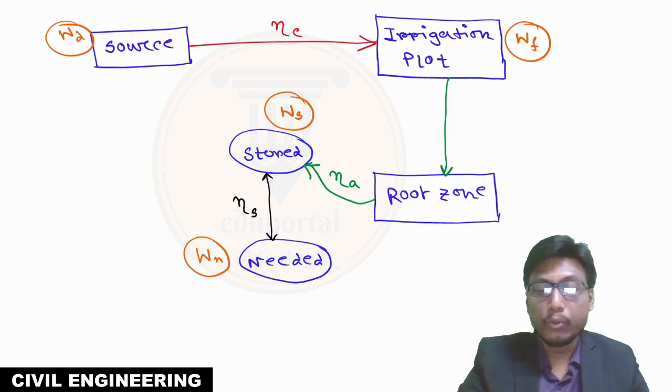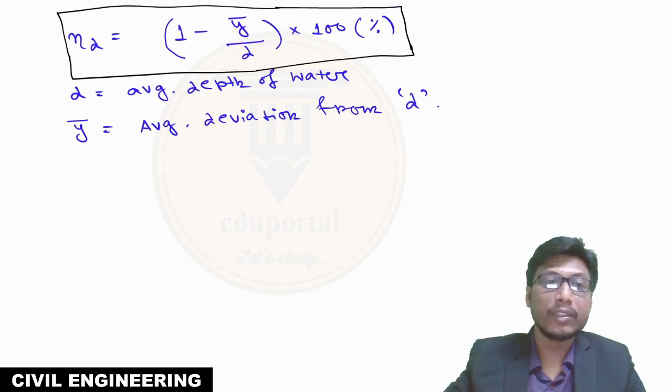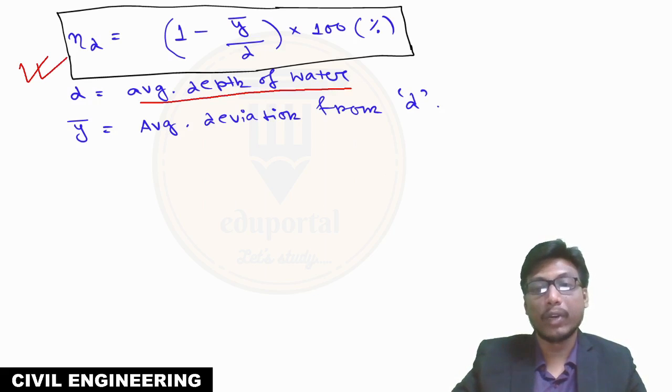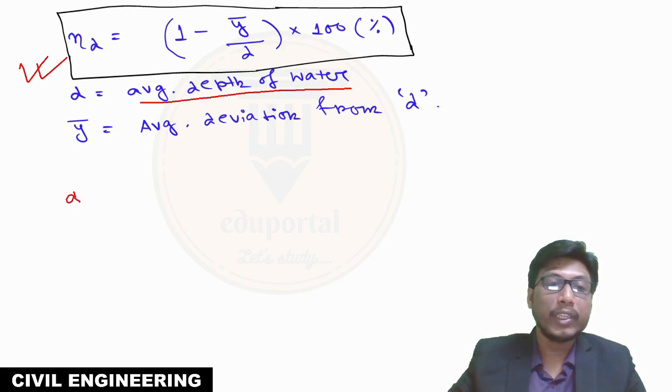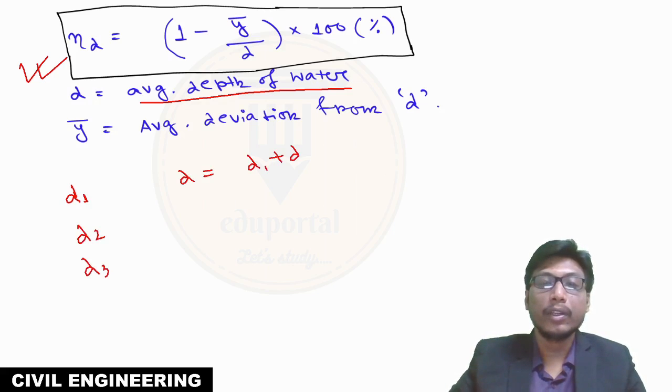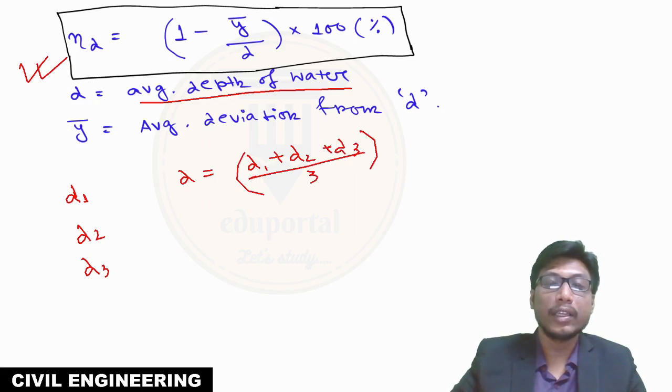Now two more efficiencies are there. So this is water distribution efficiency. Now what is that? 1 minus y bar by d. So d is the average depth of water. Okay, so suppose we take three depths, d1, d2, d3. Okay, so what is d? D is the average depth, that means d1 plus d2 plus d3 divided by 3. So this is the average. This is the D, average depth.